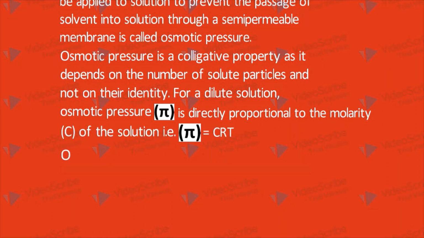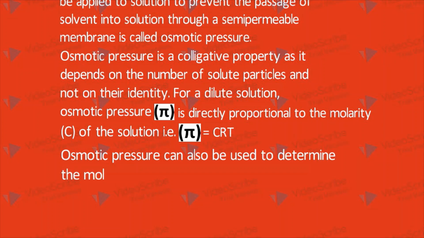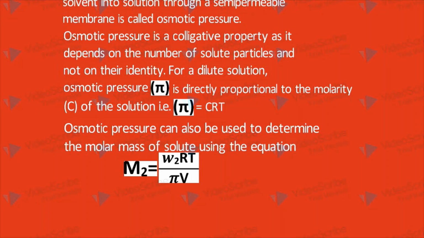For a dilute solution, osmotic pressure pi is directly proportional to the molarity C of the solution, that is, pi equals CRT. Osmotic pressure can also be used to determine the molar mass of solute using the equation M2 equals W2RT divided by pi V.